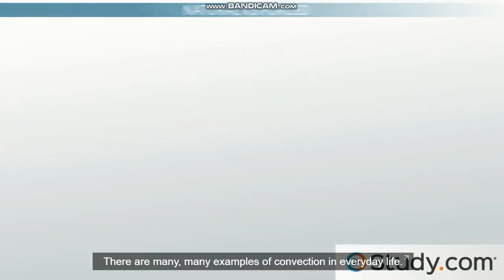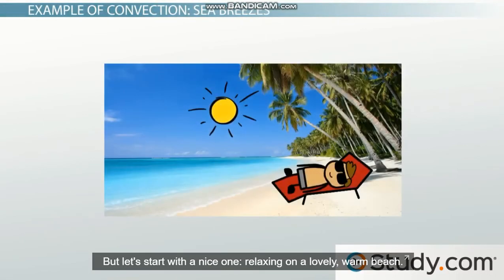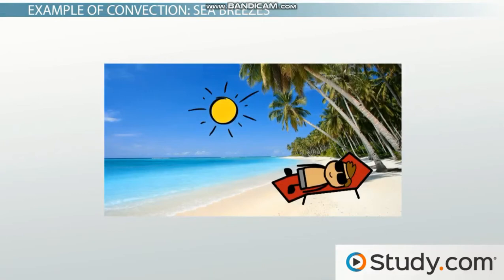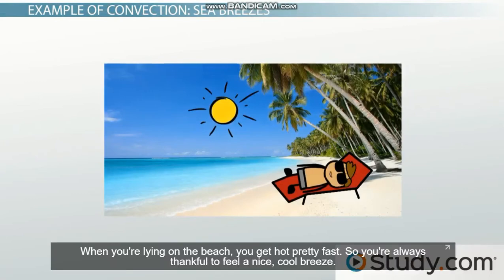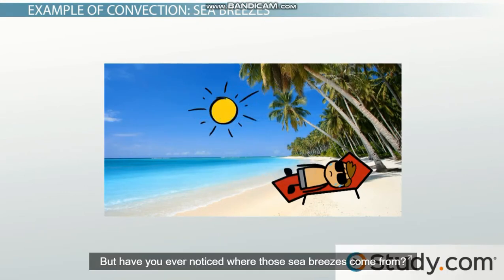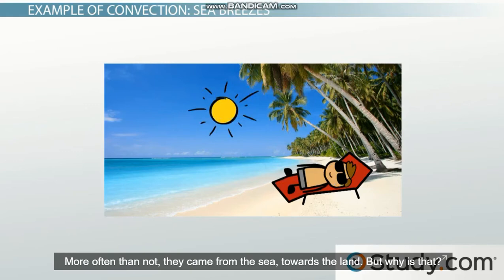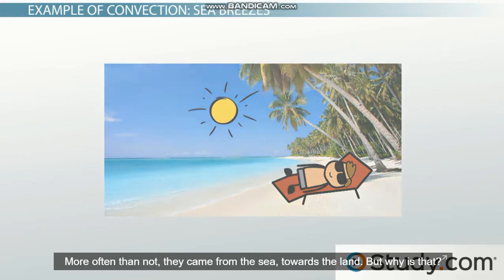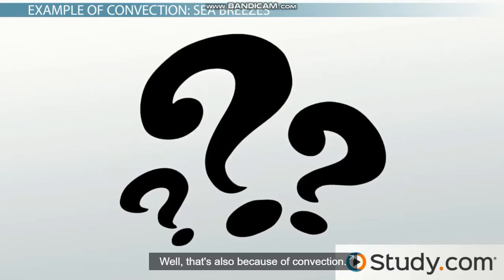There are many examples of convection in everyday life. But let's start with a nice one, relaxing on a lovely warm beach. When you're lying on the beach, you get hot pretty fast, so you're always thankful to feel a nice cool breeze. But have you ever noticed where those sea breezes come from? More often than not, they came from the sea, towards the land. But why is that? Well, that's also because of convection.